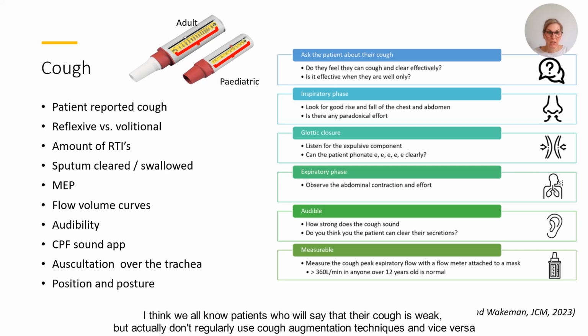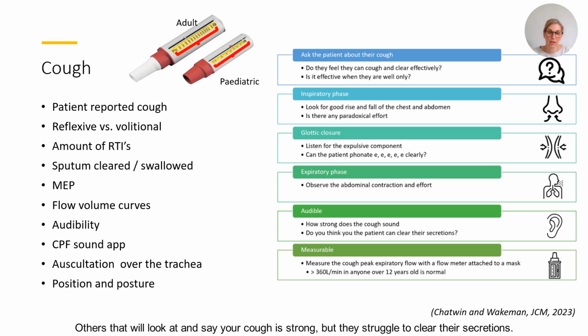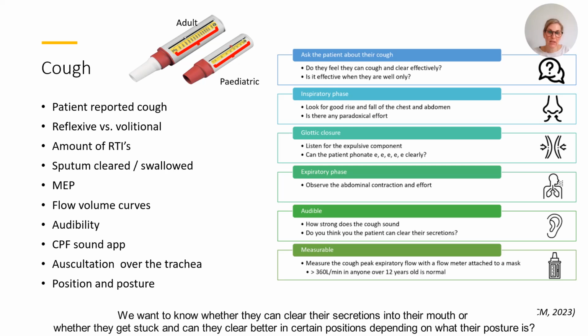I think we all know patients who will say that their cough is weak, but actually don't regularly use cough augmentation techniques, and vice versa, others that will look at and say your cough is strong, but they struggle to clear their secretions. We want to know whether they can clear their secretions into their mouth or whether they get stuck, and can they clear better in certain positions depending on what their posture is.